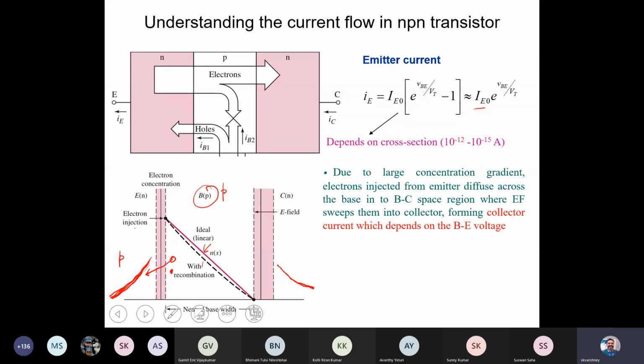And in the same way, once it reaches the base, the collector current will also follow the same kind of pattern. So the collector current is simply given as I_S (exp(V_B over V_T) minus 1), and we can approximately write it as I_S exponential V_B over V_T. So this is again a reverse saturation current, right?